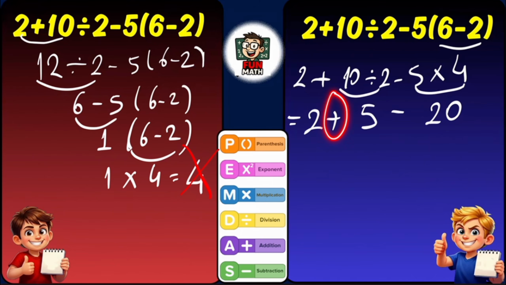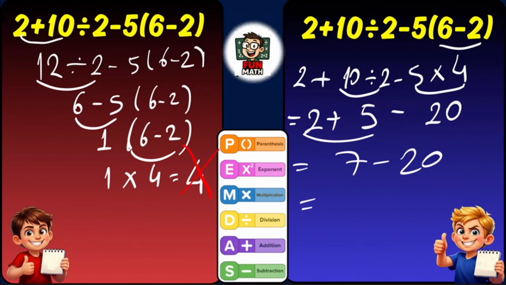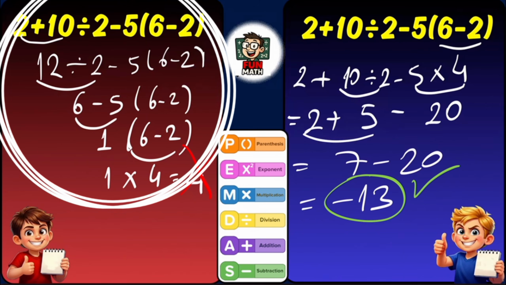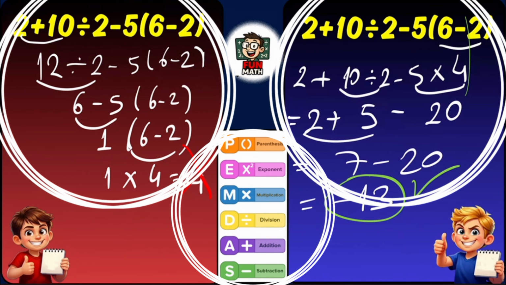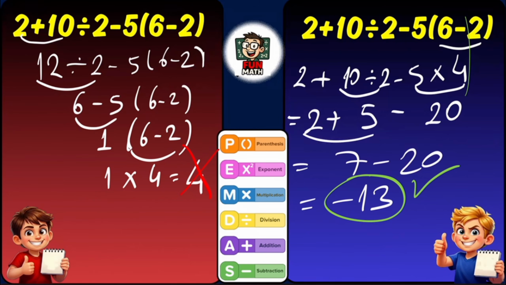Now there are addition and subtraction, not ordered, from left to right. First addition, 2 plus 5 equals 7. Finally, subtraction, 7 minus 20 equals negative 13. The correct answer will be negative 13. Great job! Today we learned the wrong answer, the correct answer, and the rule behind it. I hope it makes sense now.